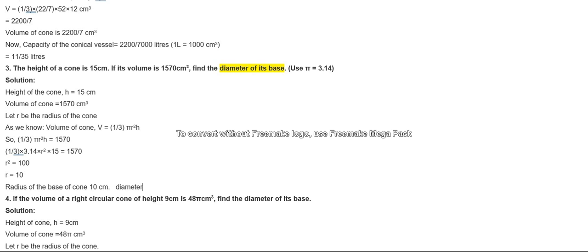But the question asks us to find the diameter. So diameter is equal to twice of r. So 2 into 10, that is equal to 20 centimeter.